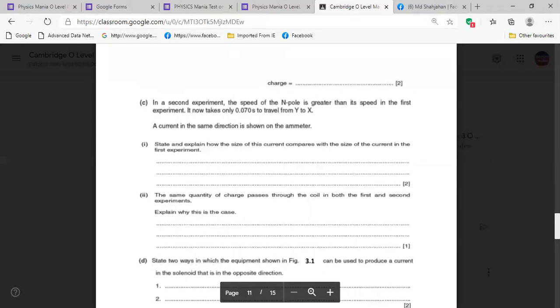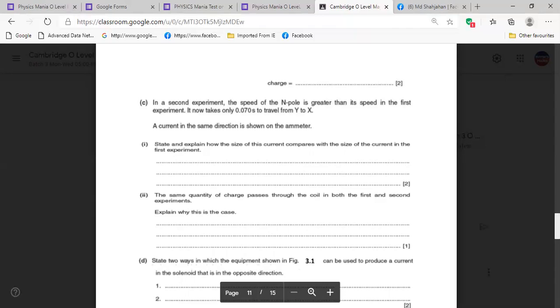In a second experiment, the speed of North Pole is greater than the speed in the first experiment. It only takes 0.07 seconds to travel from Y to X. A current in the same direction is shown on the ammeter. State and explain how the size of this current compares with the size of the current in the first experiment. Okay. So what is the answer here?